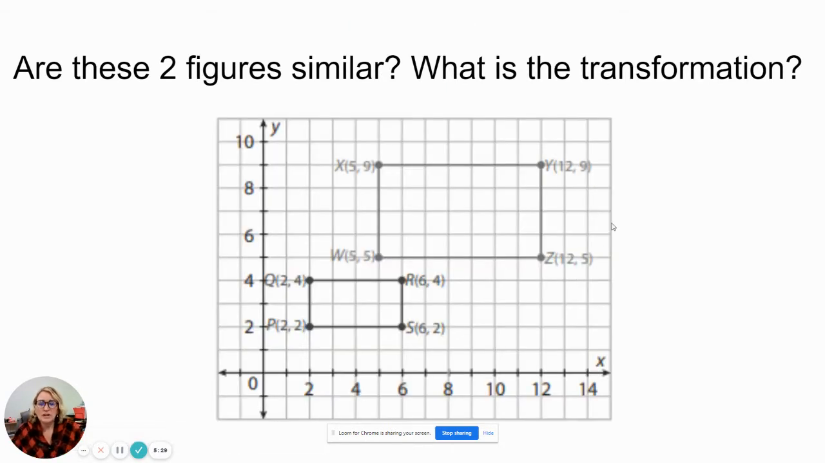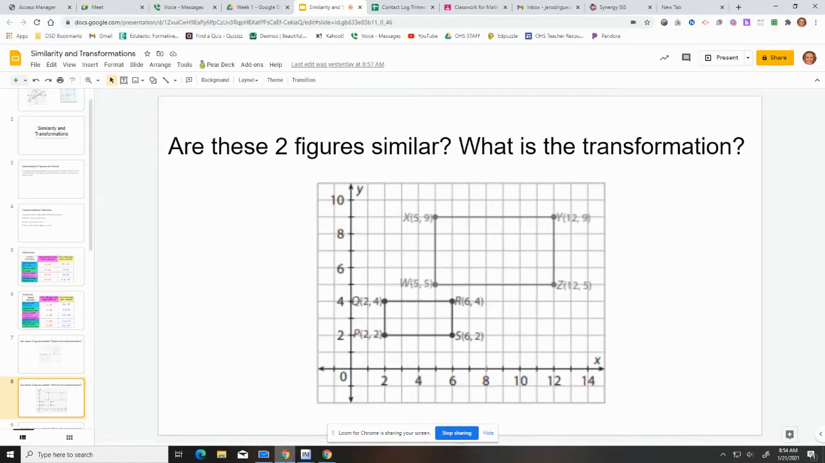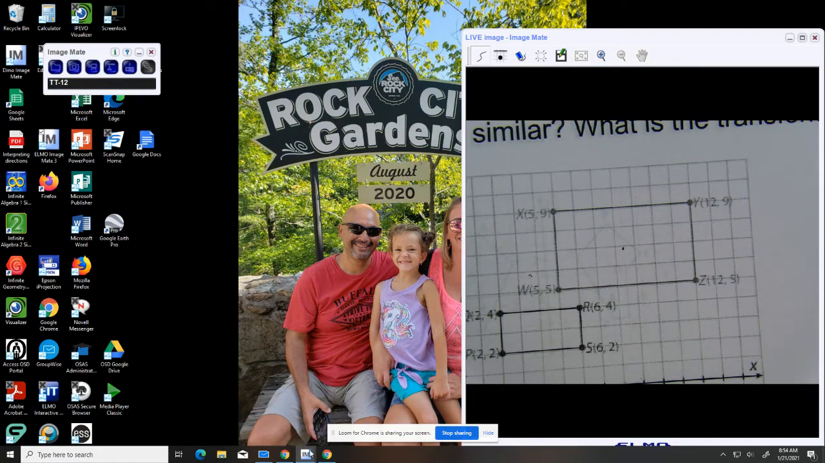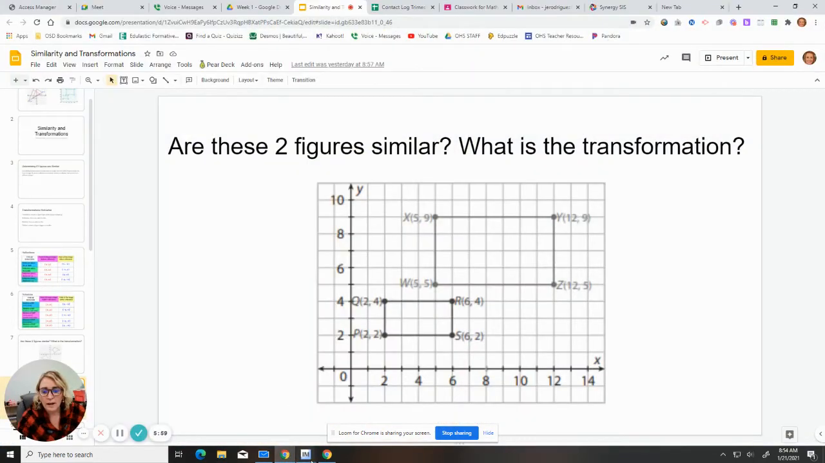All right, so now we're looking at this. Are the two figures similar? So take a second, look and see what you think. Okay, this is an example of one that you're going to have to really, really pay attention to. So the actual answer to this is that they are not similar. They are actually different sizes. And I can pull this up and kind of show you what I mean by that.